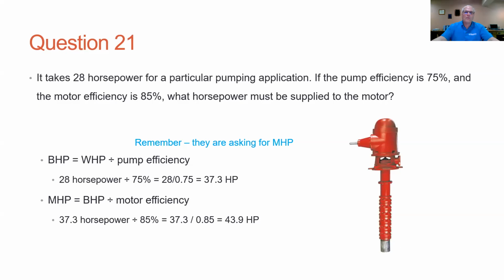Oops, went too fast. You can see that it took 43.9 horsepower being put in by me in order to end up with the 28 horsepower at the end, because I've lost from two inefficiencies there. Hopefully that's going to make all your horsepower problems go away in your mind. I know they're tough.